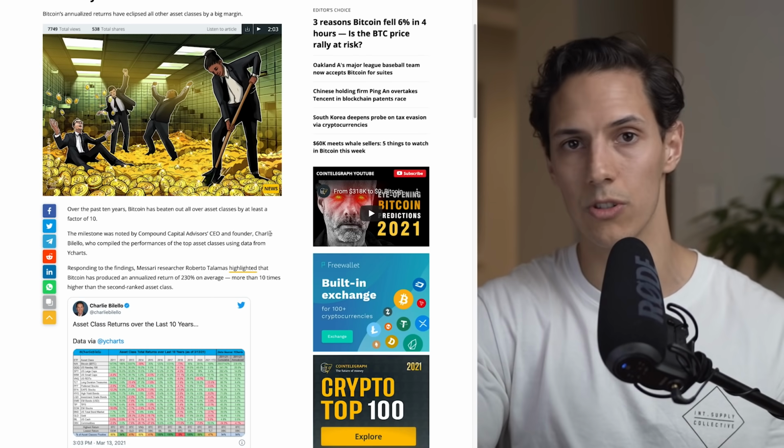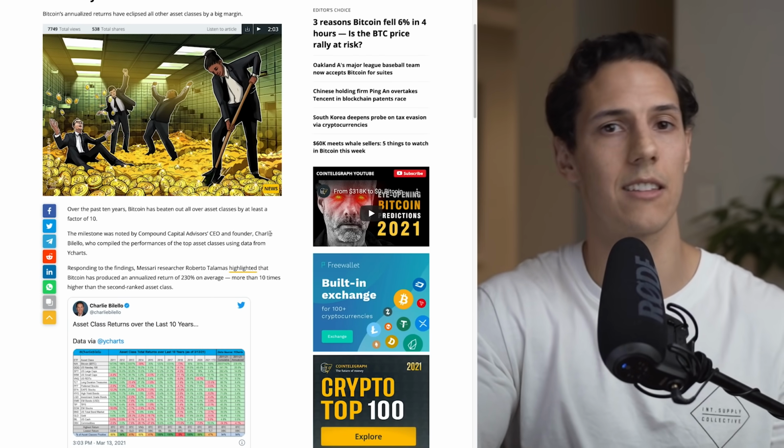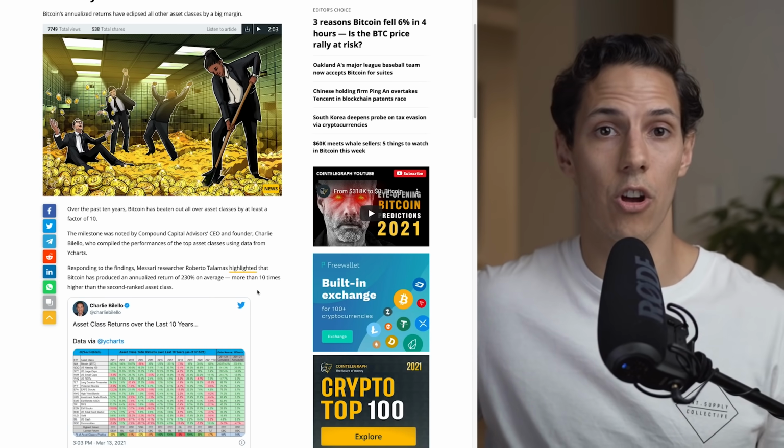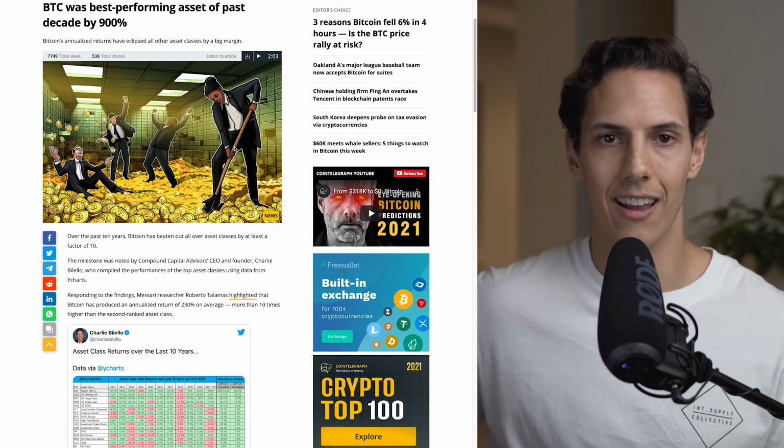You might see some short-term losses. People are going to get burnt in this bull market. That is without a doubt going to happen, exactly as it happened in the previous bull market. But if you're looking for a long-term store of value, a long-term investment, Bitcoin is not a bad idea at all.